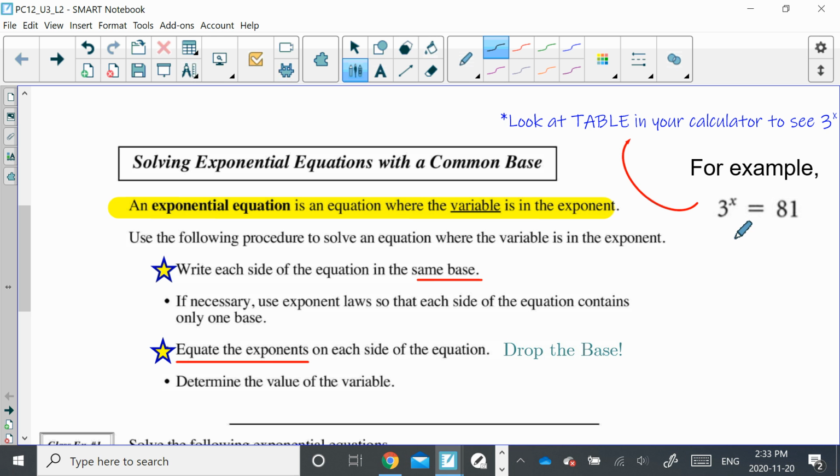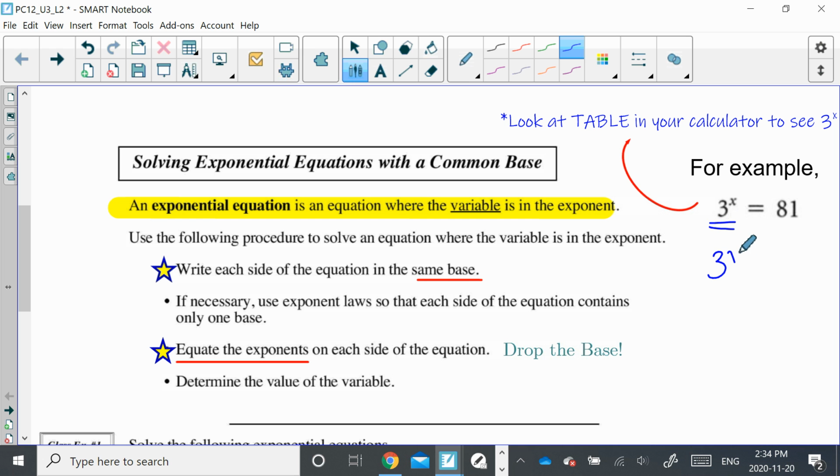If I said solve the following example, 3^x is equal to 81. We are solving for what x is, and x is an exponent, right? How do we solve an exponent? We've never done that before in math. So the first step is to write each side of the equation in the same base. We have a base 3 here. That means this 81 needs to be rewritten with base 3.